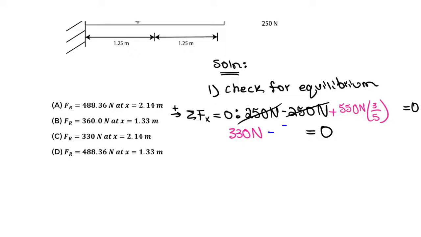So we'll say negative Fx because it has to go to the left. Be careful with that, that's a mistake I made. Now you just solve for Fx, and you should get negative 330 newtons. That negative simply tells us it goes to the left. It makes sense because it has to cancel the positive 330, which keeps it at equilibrium in the x direction.